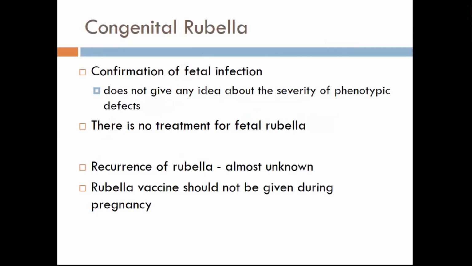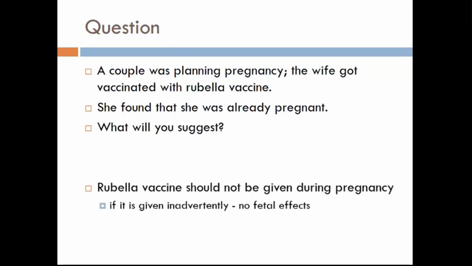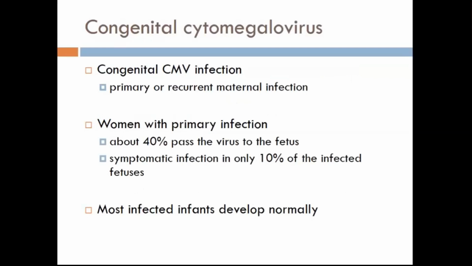So rubella vaccine should not be given during pregnancy because they are live vaccines. But if they are inadvertently exposed to rubella vaccine, there is no phenotypic effect. So remove any form of doubt. A couple was planning pregnancy. The wife got vaccinated with rubella vaccine. She found that she is already pregnant. What do you suggest? Rubella vaccine should not be given during pregnancy. If it is given inadvertently, no phenotypic effect has been seen, right? So this is the dictum.